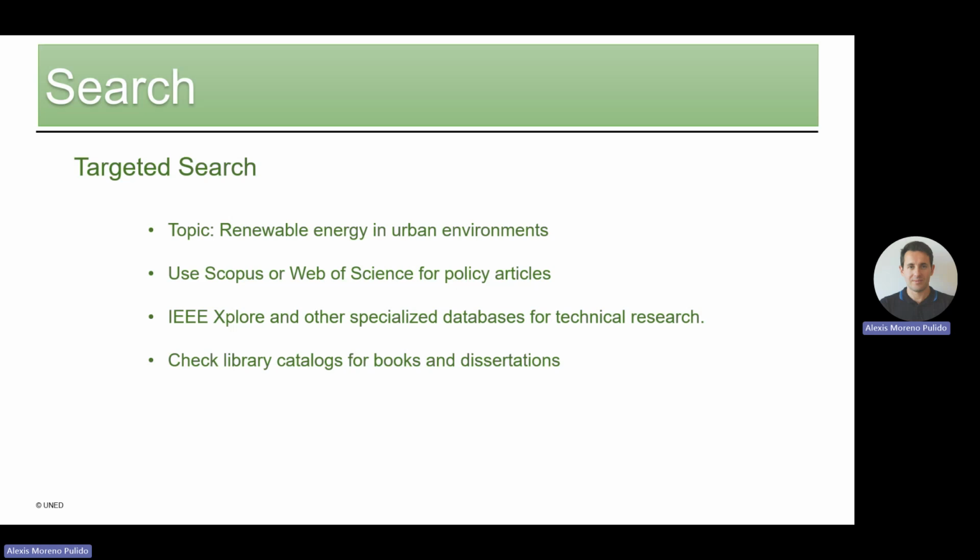Imagine your PhD research is about energy adoption in urban environments. A targeted search might involve databases like Scopus or Web of Science to find journal articles about these topics, and perhaps a specialized database like IEEE Xplore for technical papers on solar or wind technology. You will also check your library catalog for any relevant books or doctoral theses on this topic. By selecting the appropriate sources, you ensure that you are searching in places likely to contain high-quality academic work relevant to your field.